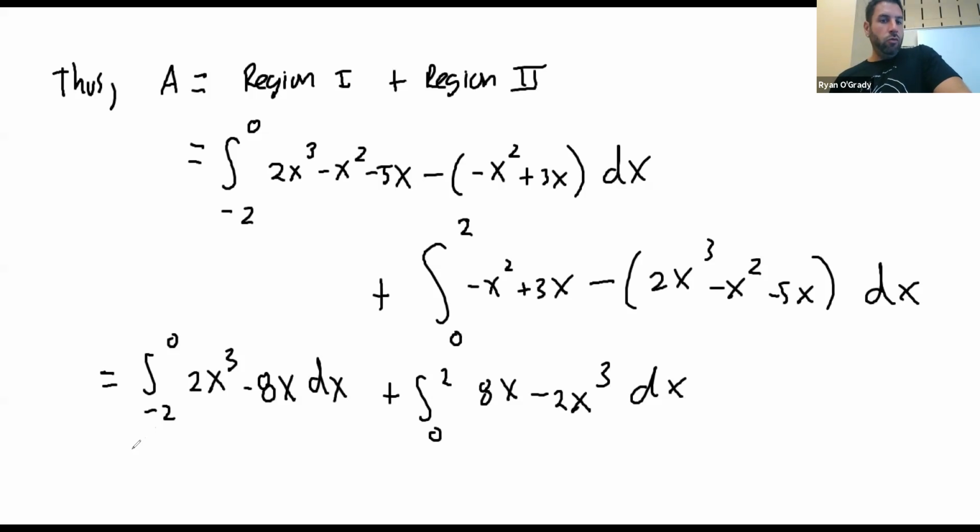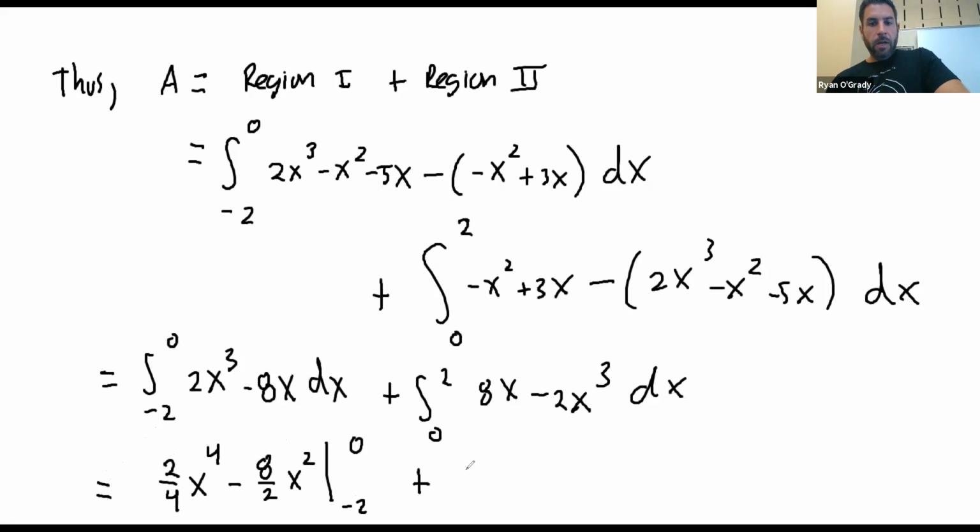But now you have two, what we would say, elementary integrals. They're polynomials. So when I integrate the first one, 2x cubed, that becomes 2 fourths x to the fourth. This becomes minus 8 over 2 x to the power 2, and this is evaluated from -2 to 0. And then the next one becomes very similarly 8/2 x squared minus 2 fourths x to the fourth, and this expression will be evaluated from 0 to 2.